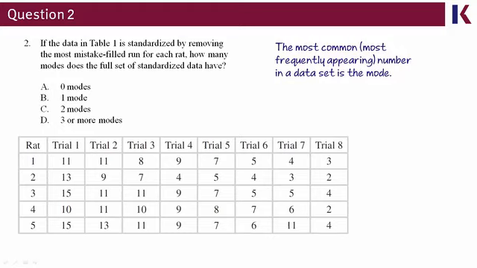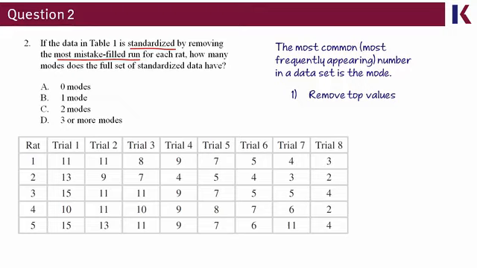It says the data gets standardized by removing the most mistake-filled run for each rat. And then we're asked how many modes the full set of data has. We're going to remove 5 data points, then we're going to have a whole lot of data points left, 35 actually, and need to find out how many modes that set has. So the way to solve this question is first to remove the highest value for each rat.